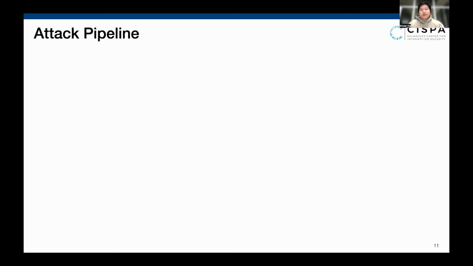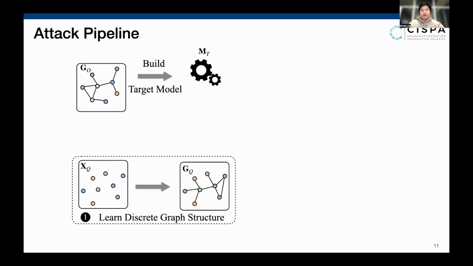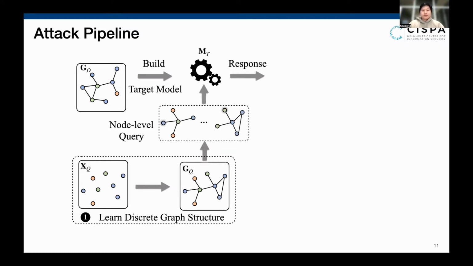We then discuss our attack pipeline. Given a target model, the attacker first needs to reconstruct the graph structure of the query graph if they don't have it. Then the query graph can be used to query the target model and obtain the corresponding response, such as prediction, embedding, or projection.